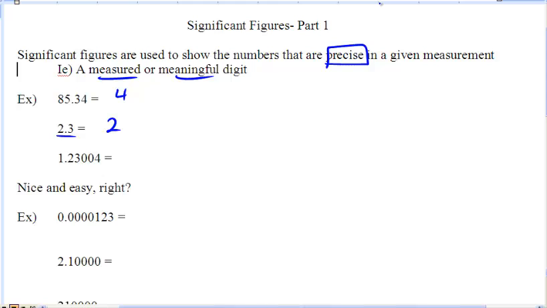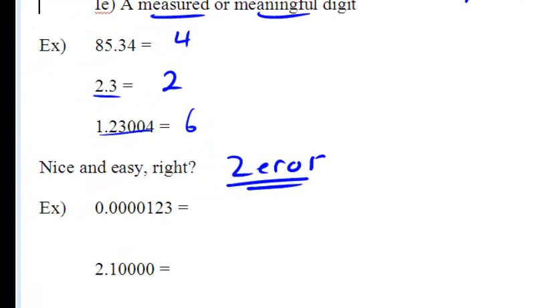We've calculated them. If you look at this one, 1.23004, all of them are listed for a reason because they're all significant. Nice and easy? Absolutely, except we have a few extra little rules, and it all has to come down to zeros.